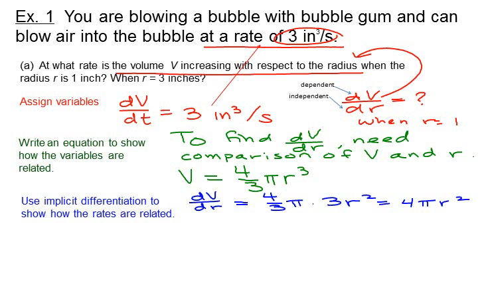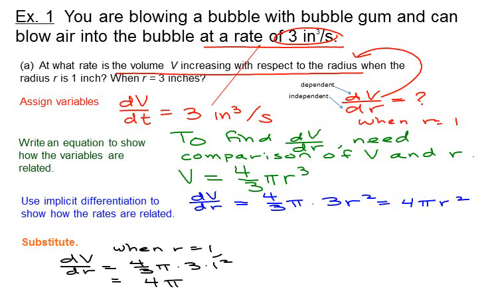Now, to find dV/dr, substitute the value of r into the equation. For the second part of A, we'll do the same thing with r as 3 inches.